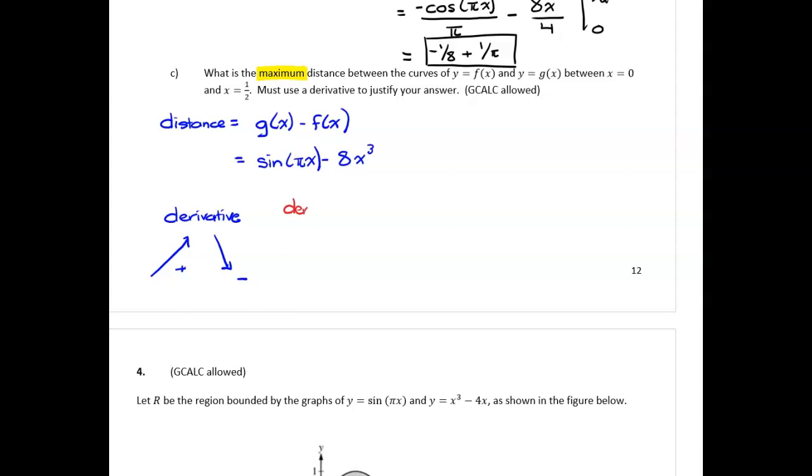And this is graphing calculator allowed, so we're just going to graph it. The derivative of sine of pi x is cosine of pi x, and then don't forget your chain rule, times pi. And finally, the derivative of 8x cubed, if I bring that in front, is 24x squared. This is what I graph, and I'm looking for a place where it goes from a positive to a negative.